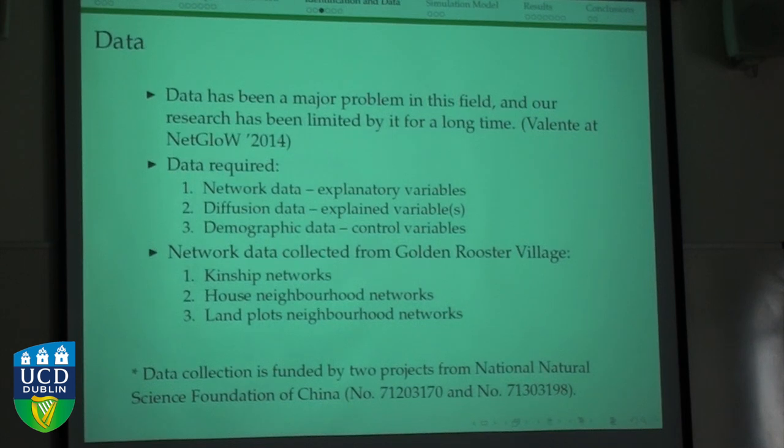Luckily, we collected all this data from the village. We get very high quality network data, and we also get good enough diffusion data and demographic data. For the present study, we only use the network data collected from this village to calibrate our simulation model. Basically, we have network data of three types of relationships. According to our knowledge, the decision making of the household is profoundly affected by three types of ties. The first one is the kinship ties, the second one is the house neighborhood relationship, and the third one is the land plot neighborhood relationship. Here we thank two projects from the National Natural Science Foundation of China for supporting our data collection in this region.